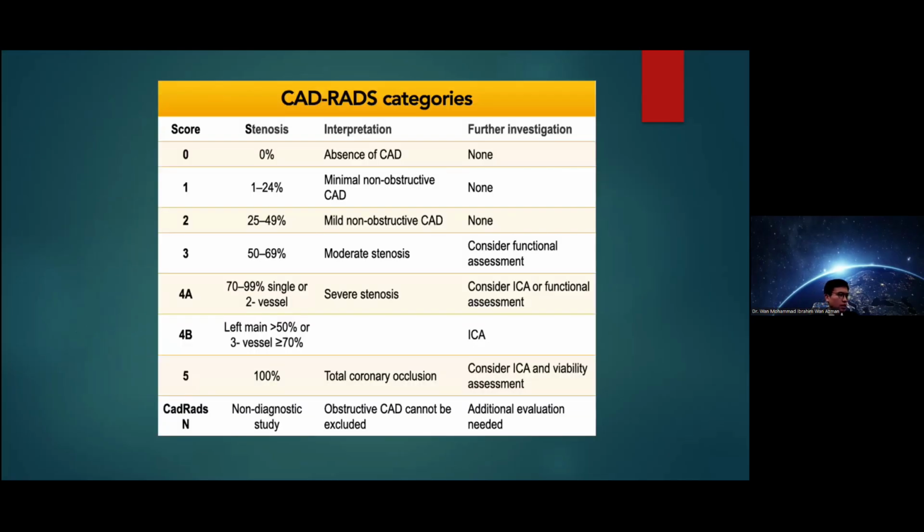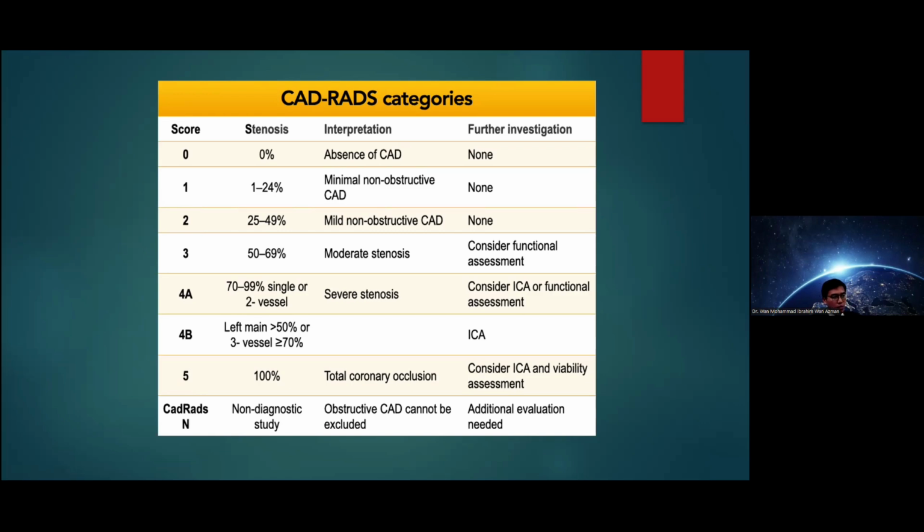So CAT-RADS actually looks at the score, which is 0 to 5. 0 means no stenosis or normal study. 5 means total occlusion. It shows the amount of stenosis, whether it's minimal, mild, moderate, or severe, and it suggests further investigation. So especially in CAT-RADS 3, you need to consider functional assessment.